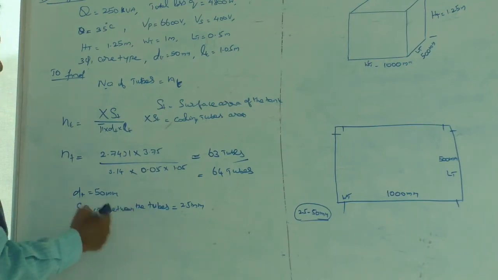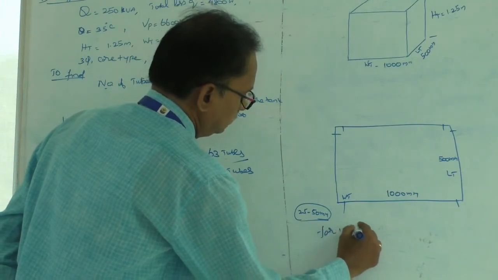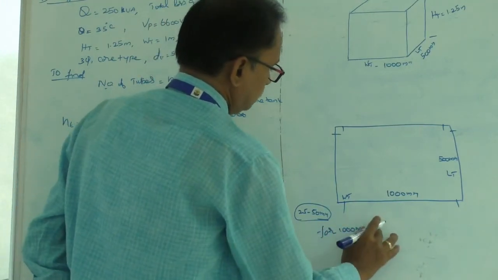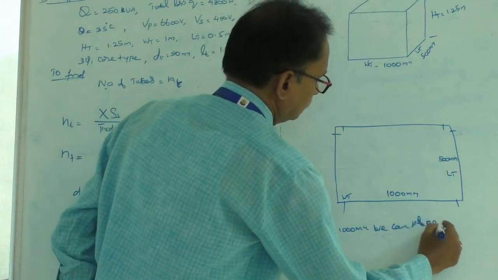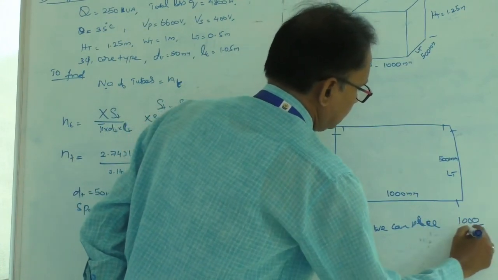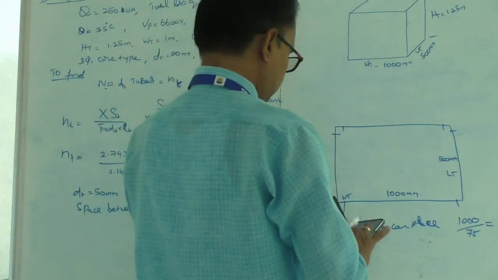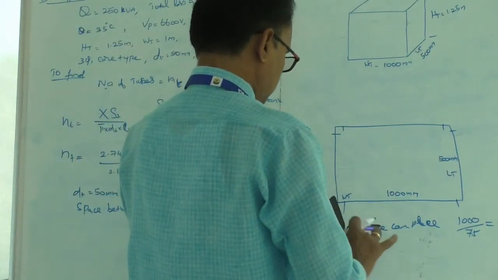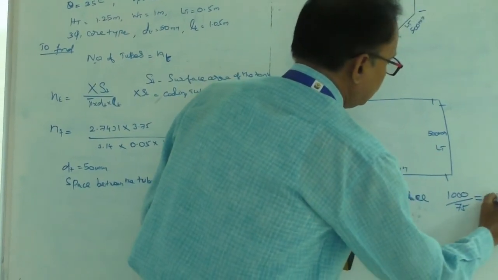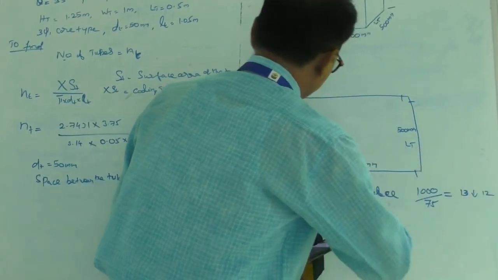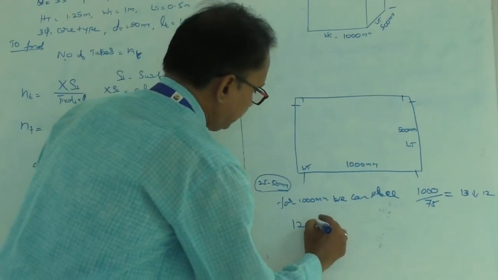So for every tube, let us calculate for 1000 mm. For 1000 mm, we can place 1000 divided by 75 mm, which is roughly 30. Now, instead of 30, you reduce it to 12 because you cannot have 30. So you will be having 12 tubes with 50 mm diameter.